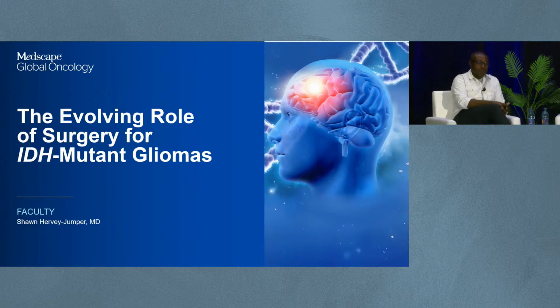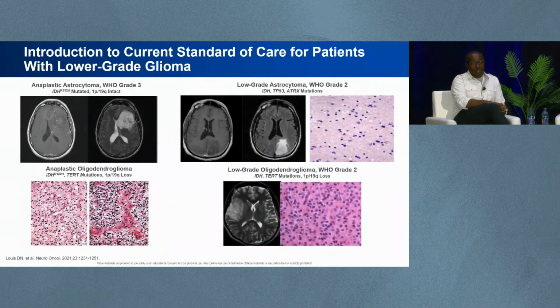Again, I'm Sean Hervey-Jumper from University of California, San Francisco. It's an honor to be here. We're going to talk about the evolving role of surgery. What do we know? What do we not know? And there's some new data in this space that I think is worth talking through.